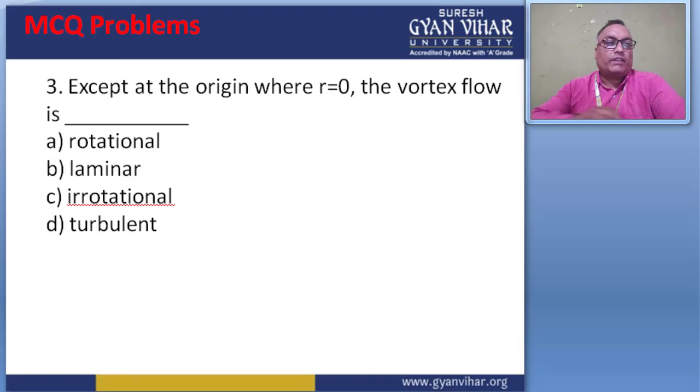For the next question: except at the origin where r equal to 0, the vortex flow is, and four options are given. First one is rotational, laminar, irrotational or turbulent. The correct answer for this question is irrotational. So C is the right answer for this question. Then move to the next question, question number 4.